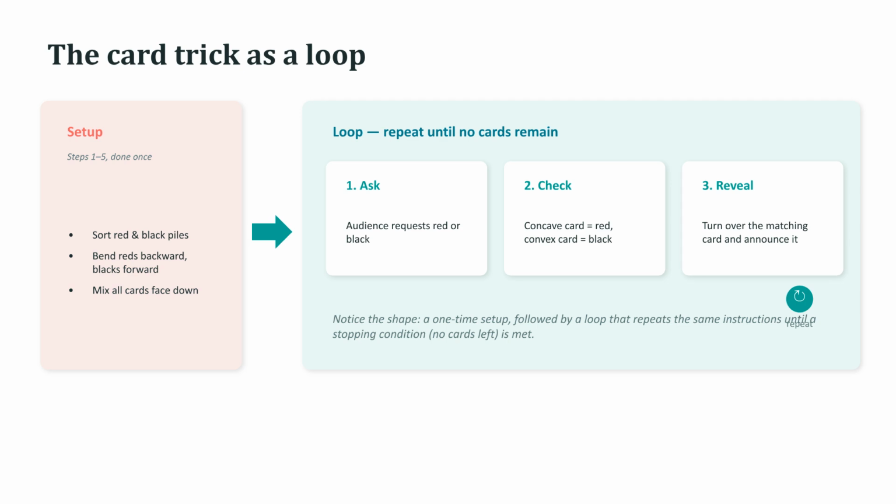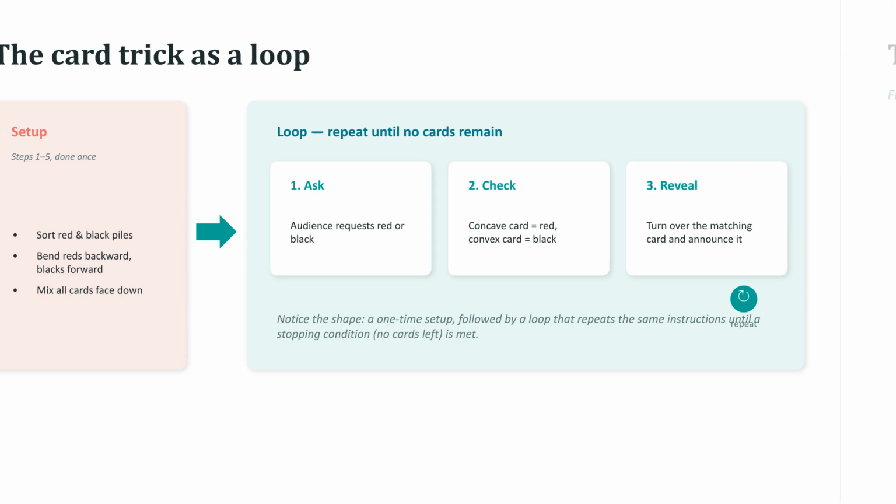The card trick is structured as a loop. After the one-time setup, the performer repeats the steps of asking, checking the card bend, and revealing the card until all cards are gone. This is the structure of many algorithms, a setup followed by a loop that repeats until a stopping condition is met.